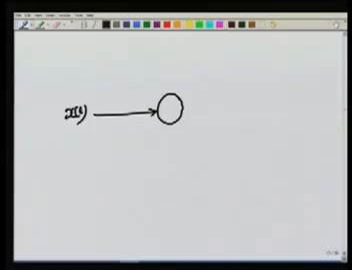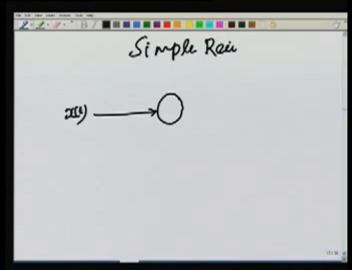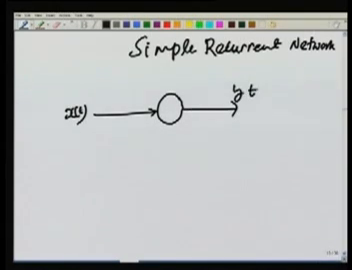Let us take a simple recurrent network which consists of only a single neuron. Input is x t, the input to the neuron, the weight is w, and there is a feedback from output to the input, the self feedback, and the weight is g. So this is a very simple network because it consists of only one neuron.